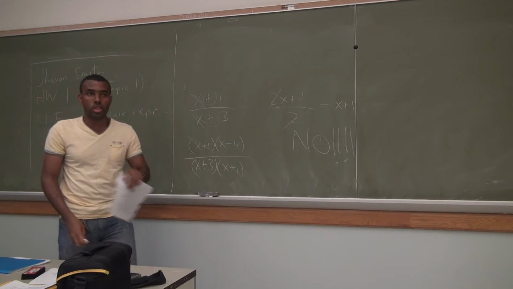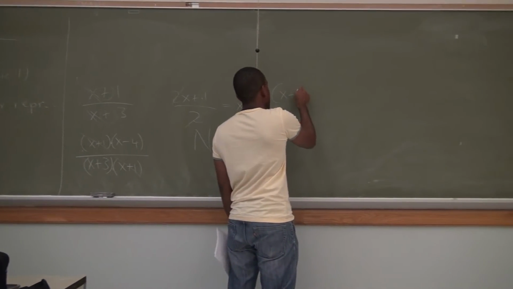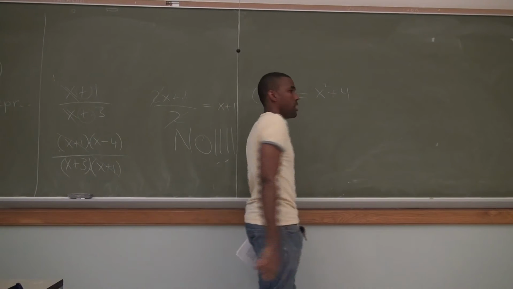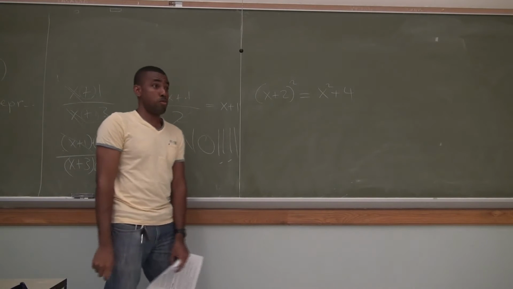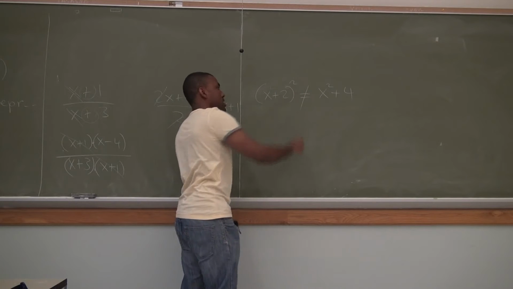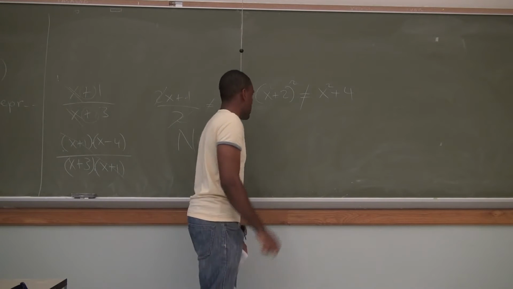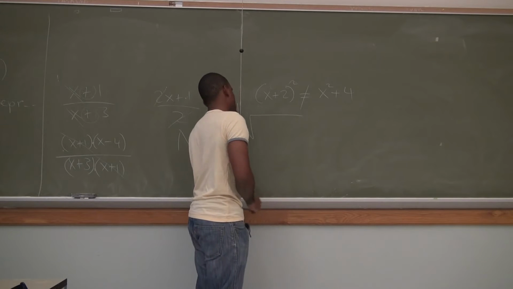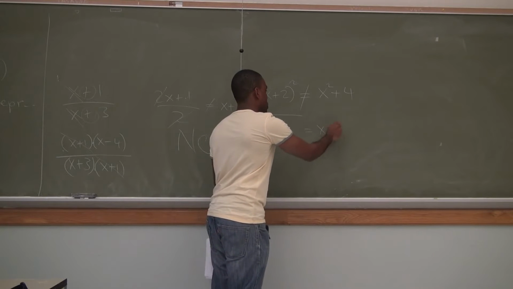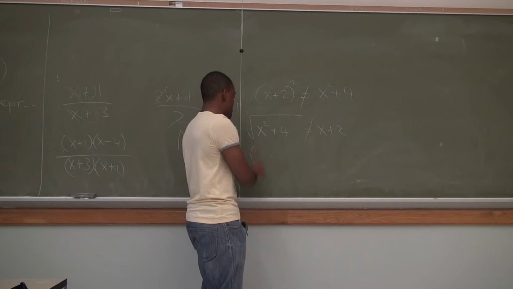Don't distribute powers across sums is another one, right? So if you see something like x plus 2 all squared, and you write x squared plus 4, big trouble, right? You can't just say, oh, square this and square that. That is not true, okay? You cannot do that, right? Or if you have something like a radical, square root of x squared plus 4, and you're like, oh, that's x plus 2. No, it's not x plus 2. You cannot do that.